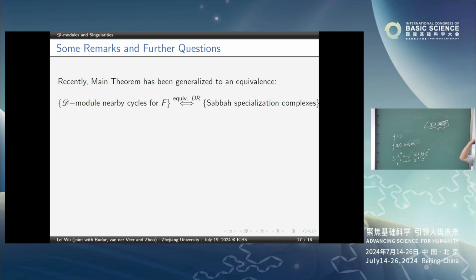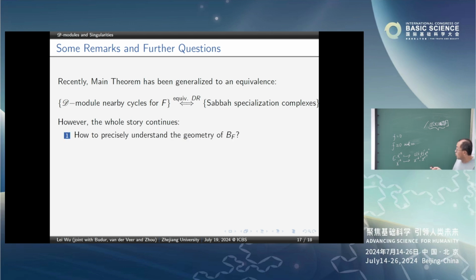But the whole story is far from being over, because I mentioned some arithmetic perspectives to understand singularities, which I did without further interpretations. Now let me fill that gap up. Okay. So first, we know how to understand the zero locus of the Bernstein-Sato ideals after taking exponential.